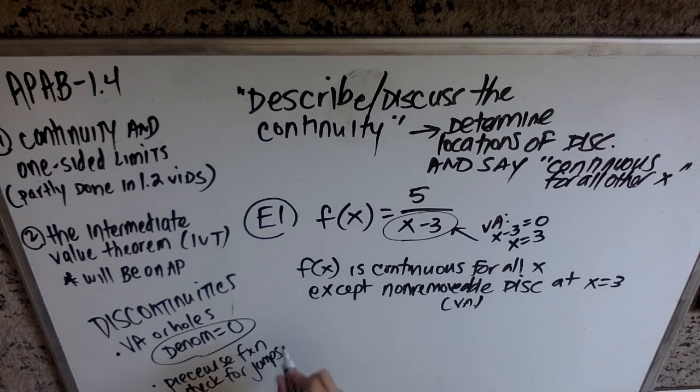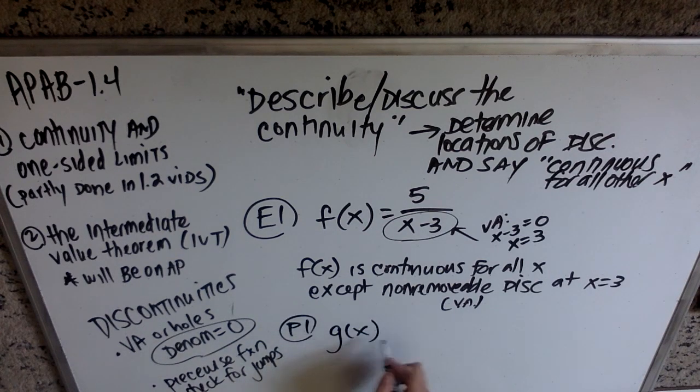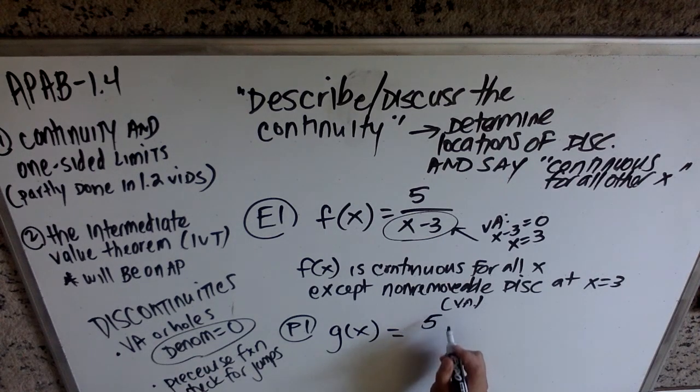So I'm going to give you a P1 that's similar, and if you want to pause me, you can. So let's call this one g of x, and let's do 5. Oh, I just did a 5. That's cool. We'll do it anyway. 5x over 2x plus 8. Great. Okay, so discuss the continuity of this function.